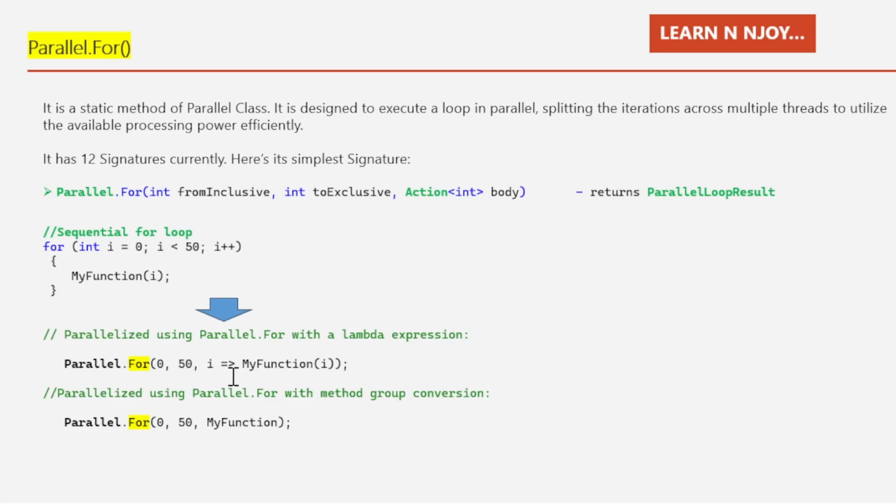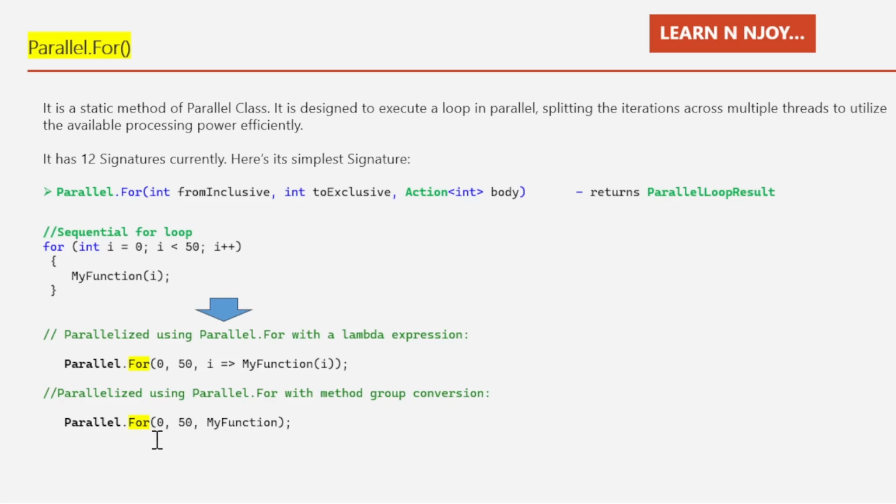Then we have the third parameter, i => MyFunction(i). It represents the action to be performed on each iteration of the loop. Now let's have a look at parallelizing using Parallel.For with method group conversion. Here again I have written Parallel.For(0, 50, MyFunction).